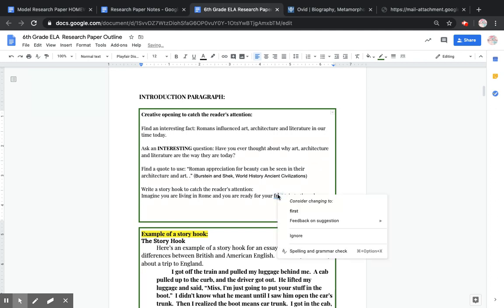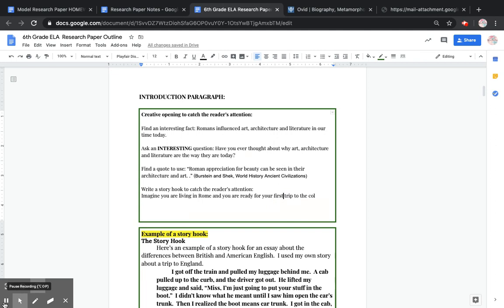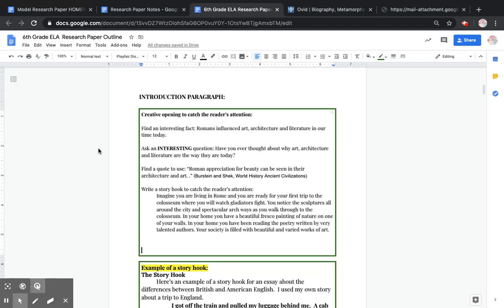All right, so I'm going to write out my story. I'm going to be right back to let you guys see my finished product. All right, guys, so I'm back. So I left off with "just imagine you are living in Rome and ready for your first trip." So that's where I left off. So let's read the whole thing.